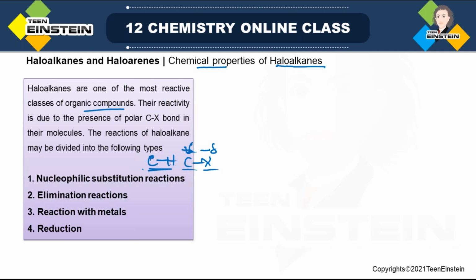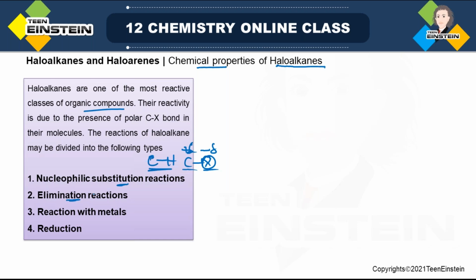So the first type is nucleophilic substitution. Substitution reaction means here this X will be substituted by some nucleophile. That is why it is nucleophilic substitution. And this is a broad category of reactions. Mostly this is the main important reaction for this molecule. So that is why we have it at the first point.